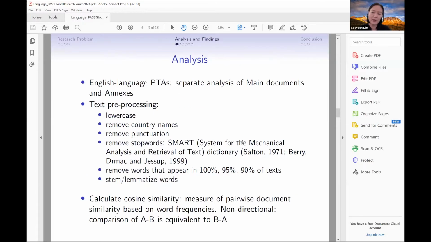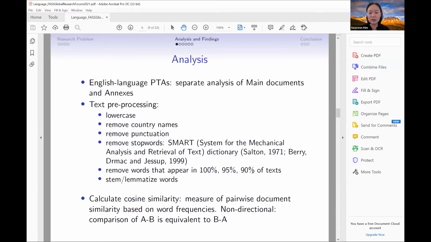So we proceeded to analyze using quantitative text analysis, with separate analyses of main documents and annexes. And for my colleagues in computational social science who do quantitative text analysis, this is very vanilla flavored: very standard stemming and pre-processing of data. We experimented with removing words that are in 100%, 90%, and 80% of the texts, to provide a harder test of the extent of similarity across the documents. We tried stemming, and lemmatizing.